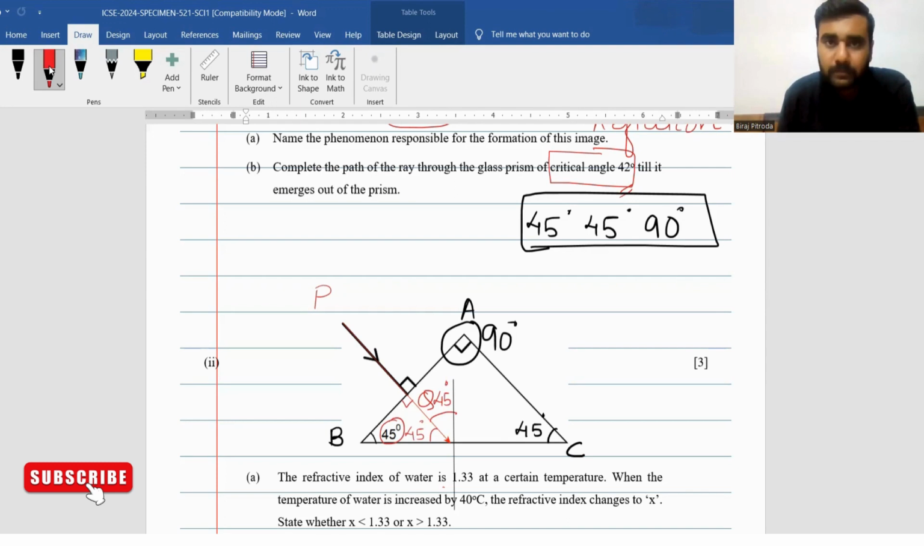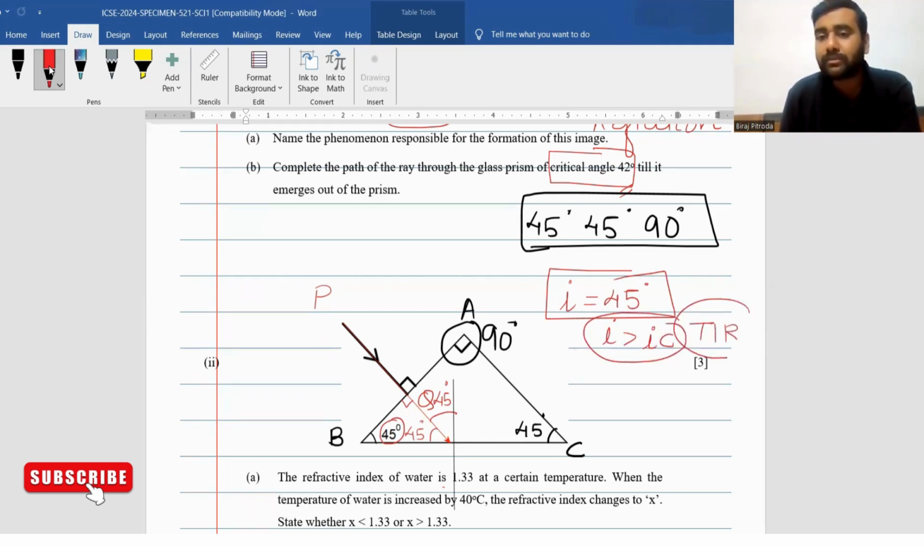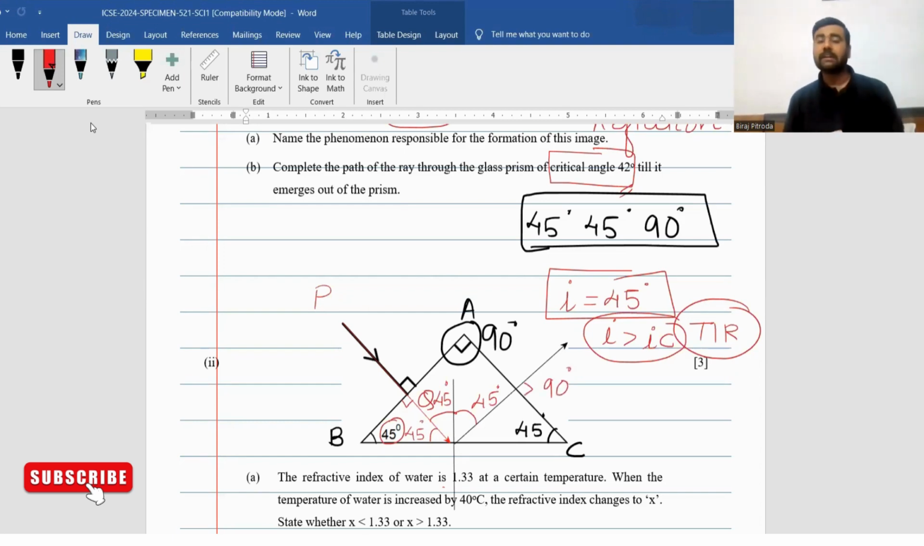The critical angle is 42. So students, as per the concept, the angle of incidence, which is 45, is greater than the critical angle, so there will be total internal reflection. Don't forget. So this ray of light after hitting the surface is going to bounce back, and it is going to move back with an angle of 45 degrees. The point where it touches the surface AC, there again it makes an angle of 90. That's perfectly correct.